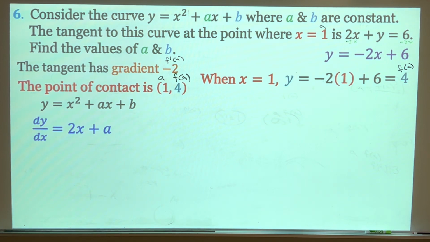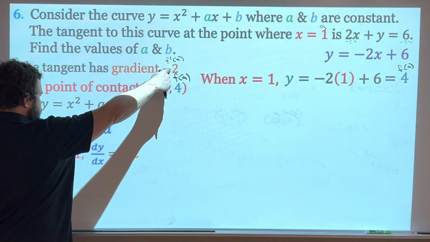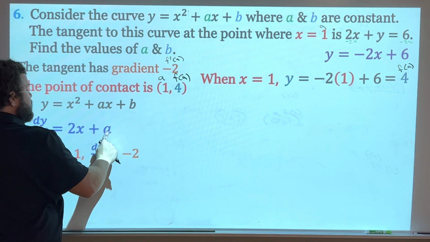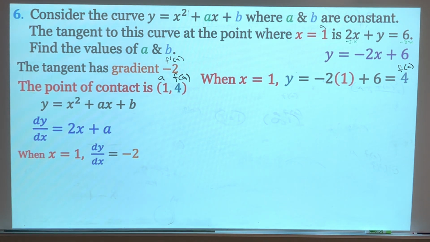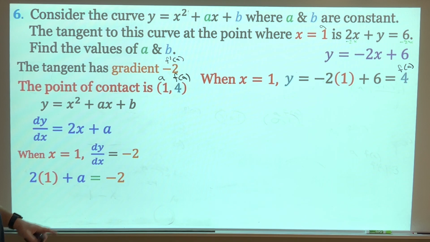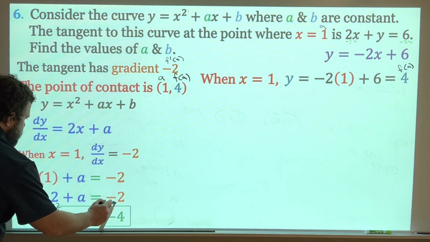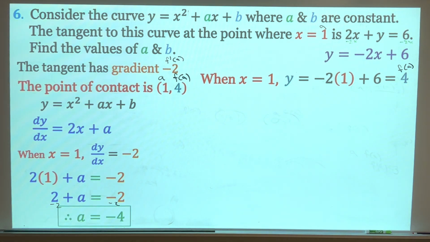So we have our next part. When x equals 1, our gradient's negative 2, right? When x equals 1, our gradient's negative 2. We can use that information to solve for a now, and that's what I want you to do. All right. 2 times 1 plus a equals negative 2. 2 plus a equals negative 2, and a equals negative 4. Because what you're doing here is you're subtracting 2 from both sides. We got a.